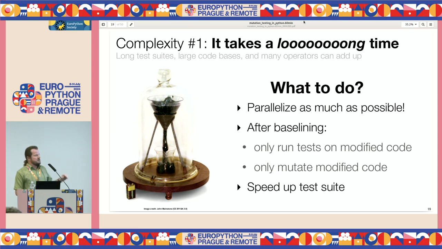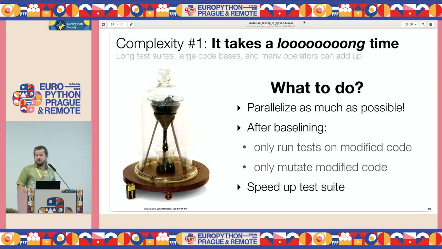You can also try to do things like baselining, where you do a full run and then try to have a correspondence between your tests and your code. And as I change my code, I only run the tests that I consider appropriate to the code that's been modified, and then only mutate those bits of code. That's another strategy you can try if you believe there's a correspondence that exists after changes. There are a lot of caveats to this approach, but it can be used to make this a practical kind of operation. Or you could just make your test suite faster.